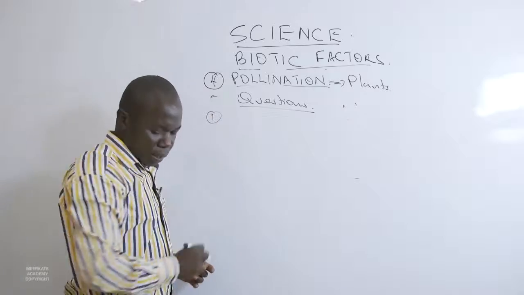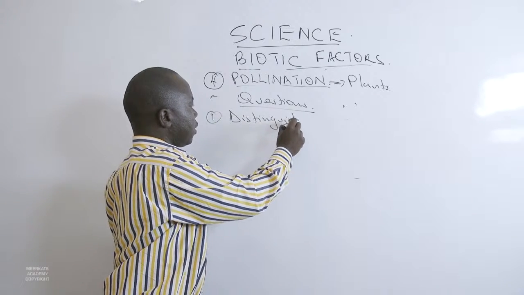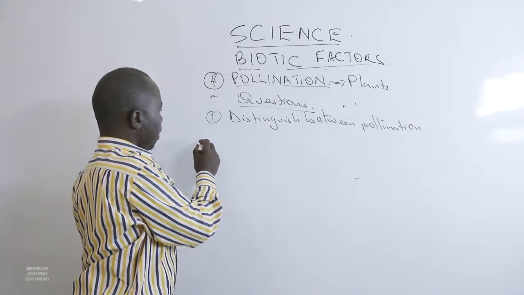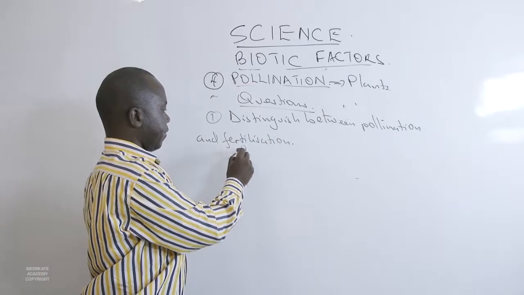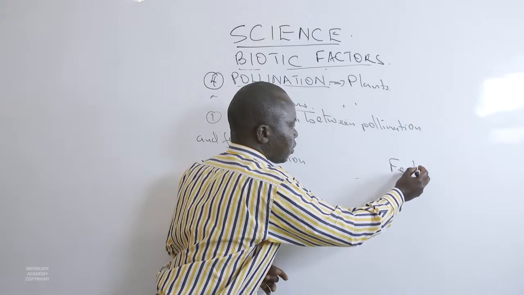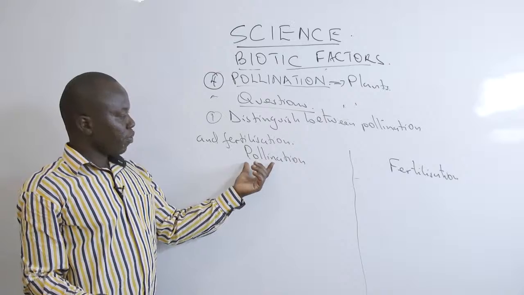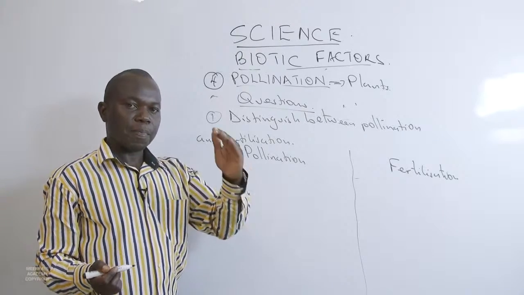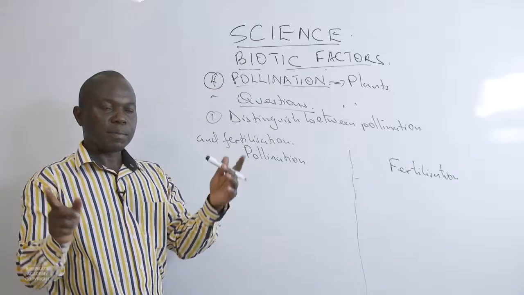Question one: distinguish between pollination and fertilization. We can use a table here. We have already done something here, so it's very easy for us to remember pollination. From wherever you are, you can answer this very easily. We have said pollination is the transfer of pollen grains from the anther to the stigma of the same flower, of the same plant, or a different plant, but of the same species.